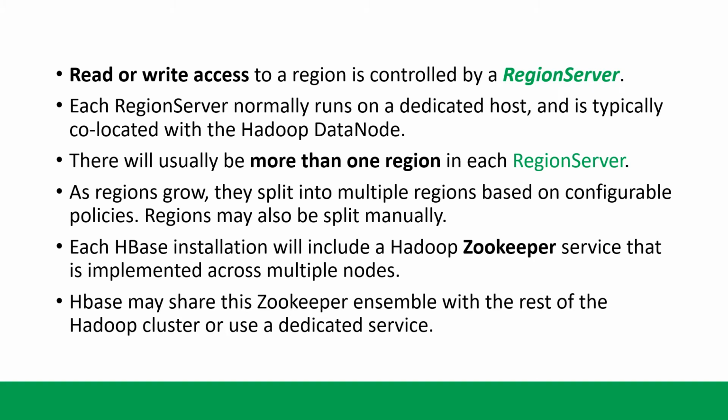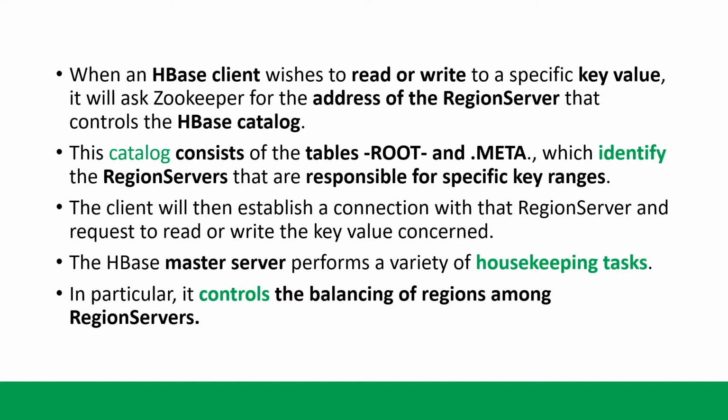Read or write access to a region is controlled by a region server. Each region server normally runs on a dedicated host and is typically co-located with a Hadoop data node. There will usually be more than one region in a region server. As regions grow, they split into multiple regions based on configurable policies. Regions may also be split manually.